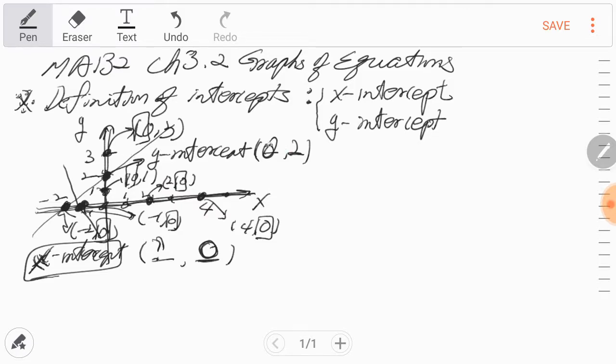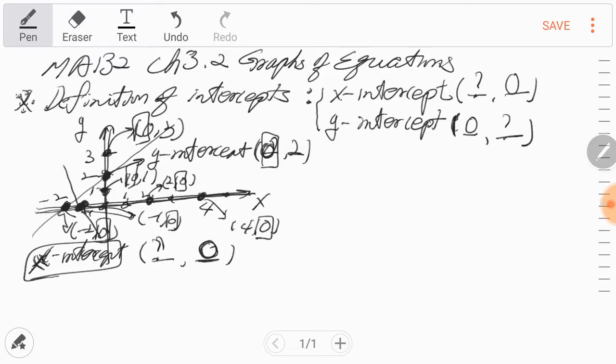So we can find the y-intercept by setting the x value to 0. Then you get the y value. To find the x-intercept, set the y value to 0. Then you can find the x value. So this is the way that we can find the x-intercept and the y-intercept. So let's try an example.